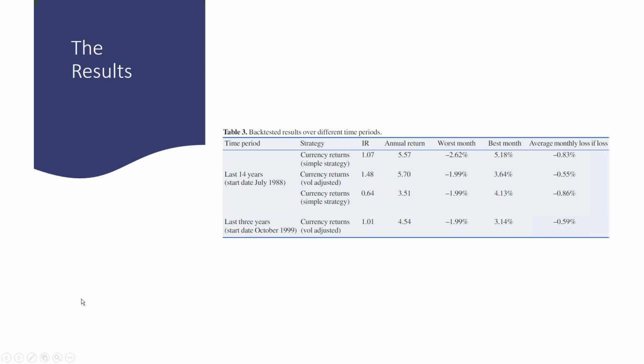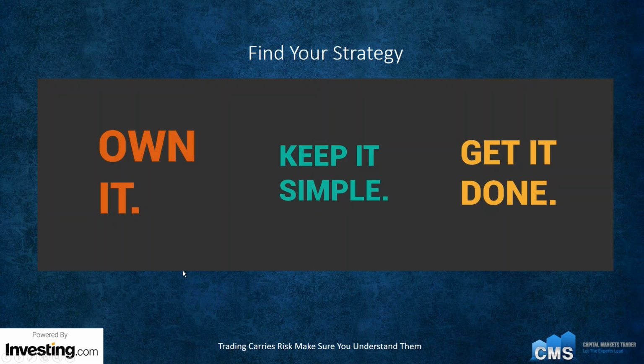So if we look at the last 17 years of currency pairs, we would have seen an annual rate of return of 5.57%. The worst month would have been a loss of 2.2, the best month, 5.18. Okay. But you can see it's successfully traded, but you have to trade it on a steady basis because you have to own it, keep it simple, and get it done.